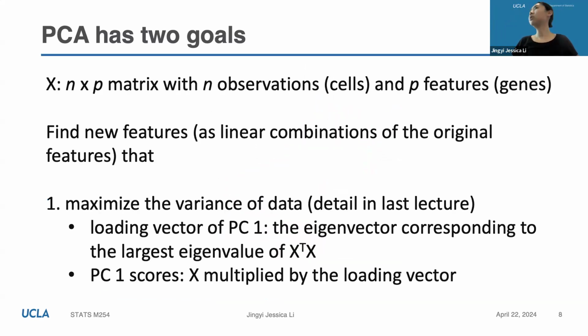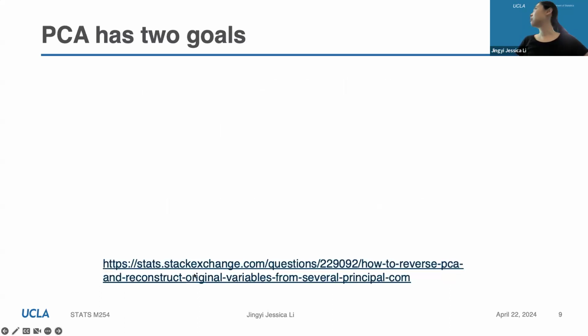Okay. So this is just a review of the last goal. To maximize the variance of data, in our last lecture, we found that the loading vector of PC1 is the eigenvector corresponding to the largest eigenvalue of X transpose X. And then the PC1 score is just X right multiplied by the loading vector, because the loading vector's dimension is P by 1, a P-dimensional vector. X is n by P, n observations, P original features, so X multiplied by the loading vector will give me n by 1. That's the n PC1 scores.